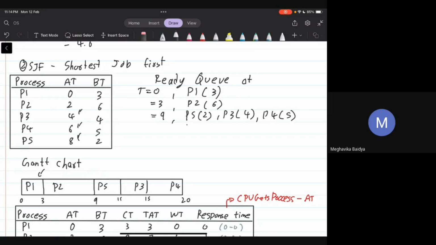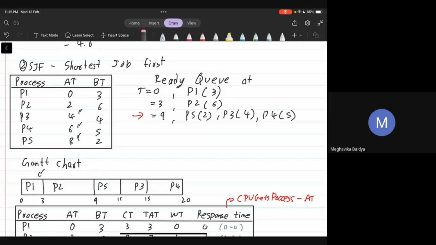This is the core of the shortest job first algorithm. At t equals 9, three processes are already in the queue together, and you have to choose the shortest process to be executed first. P1 and P2 came before all others, so they had no choice. But when t equals 9, you have three processes, and here you can choose the shortest process, which is P5.